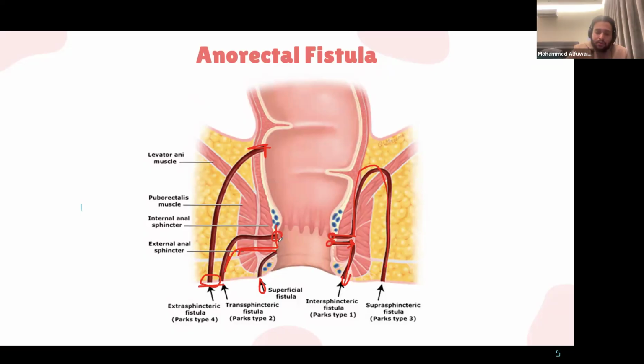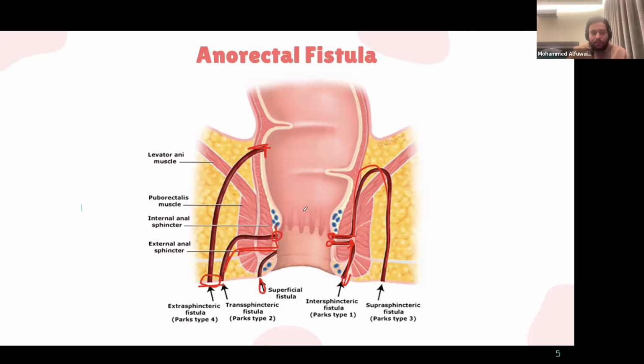You can open the fistula to heal on its own as well. There's a name for this procedure, fistulotomy. Okay. You open it and you allow it to heal. You can put a sort of thread into the fistula and allow it to heal that way, okay? Which is what we call a seton, okay? But you don't need to remember that. This is basically all you need to know for fistulas.